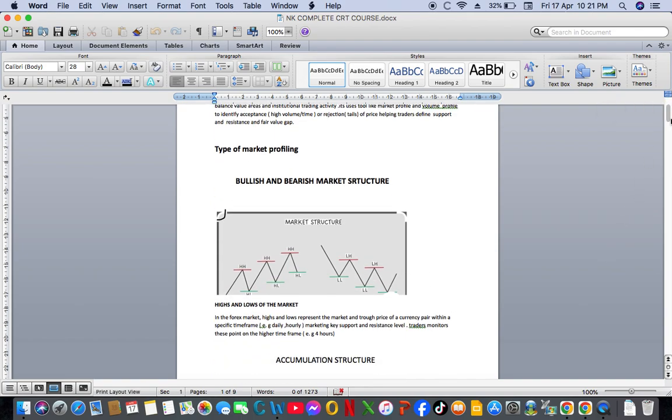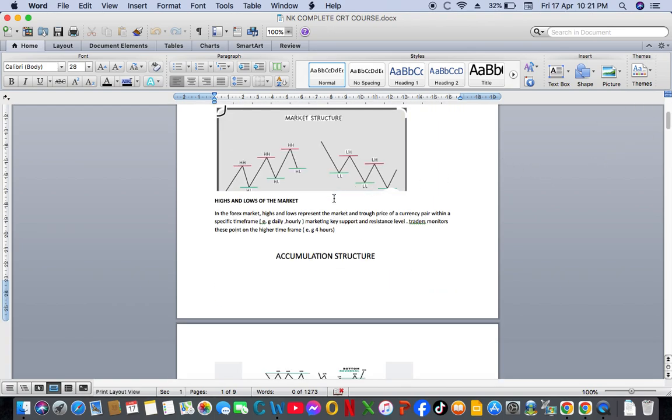If you fast forward down, you're going to see the types of market profiling. As you can see, we have bullish and bearish market profiling. In the bullish market profiling, you want to see price giving you higher highs, higher lows, higher highs, higher lows. That means the market is going to the upside, so the market is bullish. When you see lower lows, lower highs, lower lows, lower highs, that means the market is going bearish. Now, what do bullish and bearish mean? As a beginner, you might not know those words, but it simply means the direction or the bias in which the market is going.